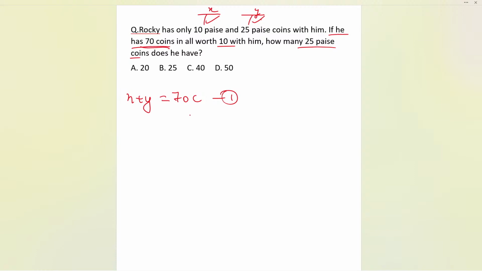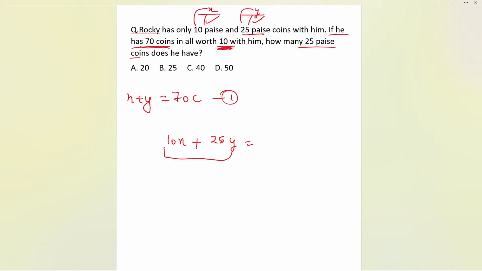Now let us see over here. That is the first equation. The second equation will be: he has 70 coins in total worth 10 rupees. Now it is talking about money. Can I calculate the money by multiplying x into 10? x into 10 will be the total money in paise, 10x. Now the 25 paise coins: y into 25 will be the money which is of 25 paise, in paise only. 25 paise into y number of coins will be 25y. This is the total money.